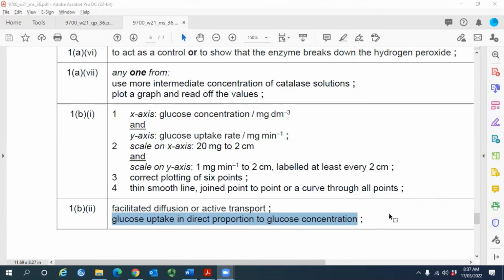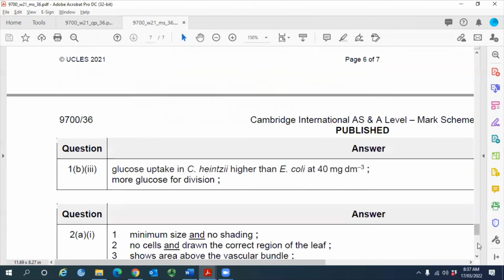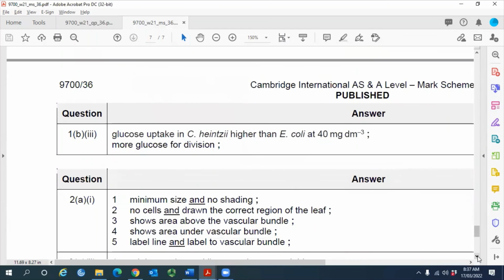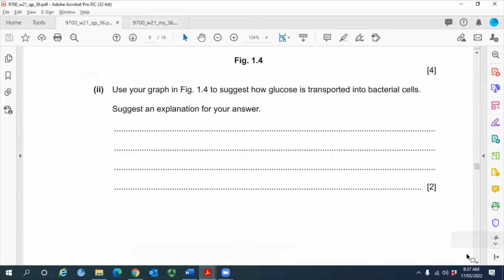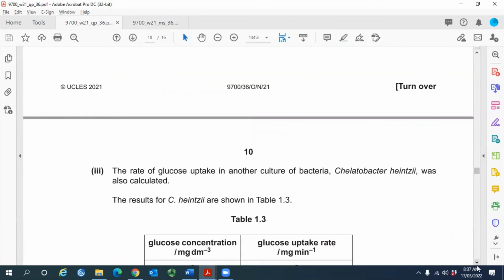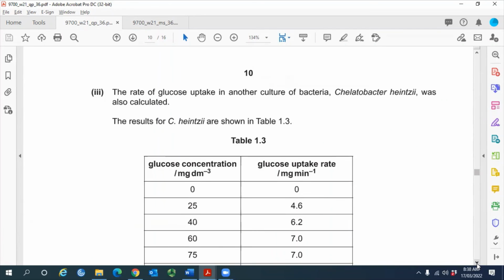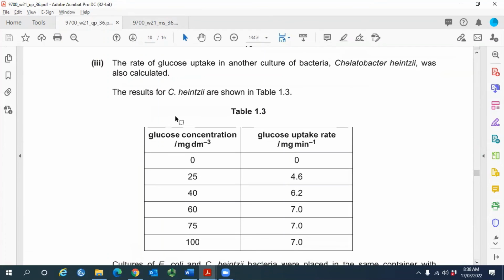Okay, so now we go to the next question. Oh, got one more. So the question asks a student, last question for this one. They give another table, and this is glucose uptake rate for another bacteria, C. henzi.